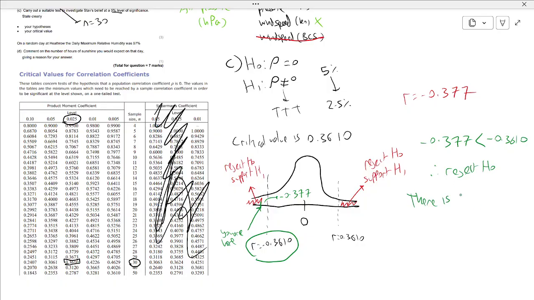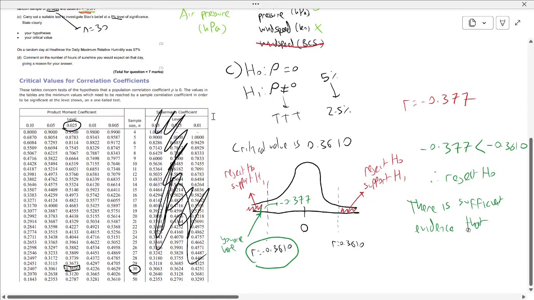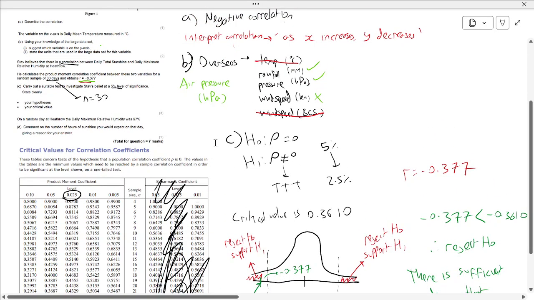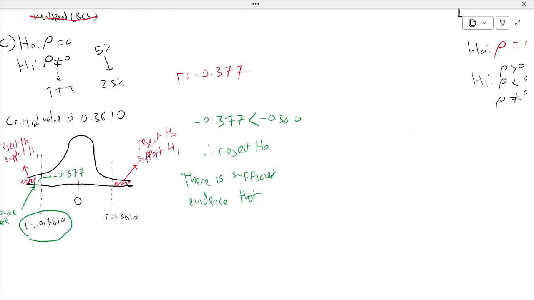There is sufficient evidence, and we weren't looking for a negative or positive correlation, we were just looking for a correlation. So we'll just write correlation, and the variables were, what were they? Daily sunshine and maximum humidity. So there is sufficient evidence that total sunshine and relative humidity are correlated. Again, if H1 was more specific, I would specify here negatively correlated or positively correlated.